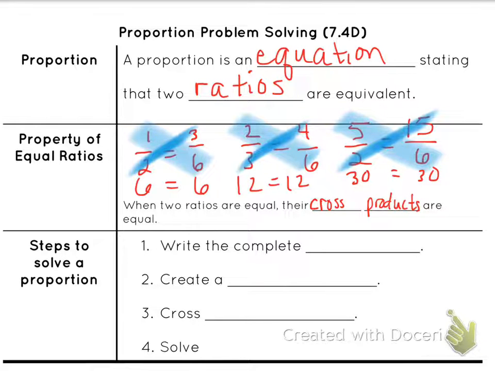So the steps to solving a proportion are: write the complete ratio that's given, create a proportion, cross multiply, and solve just like you would an equation.